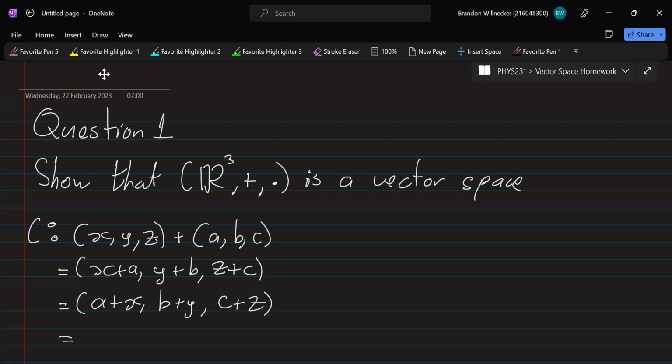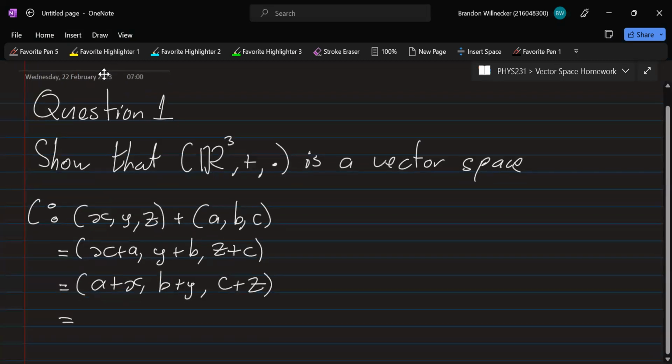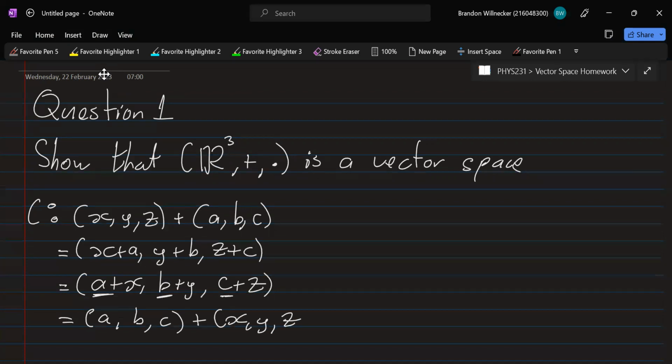Now again, we can use the definition of addition on the vector space to separate this into two parts again. So this is going to be a, b, c, because those are the first elements here, plus x, y, z, because those are the second elements here. Okay. And by doing so, we've shown that this is commutative.